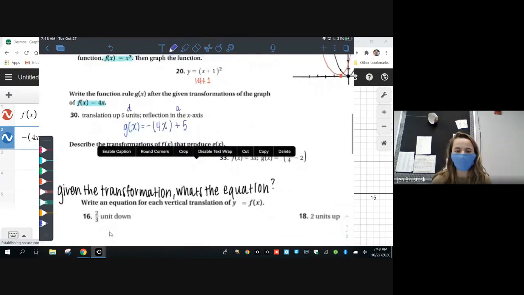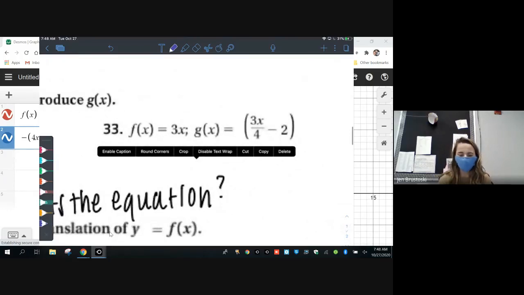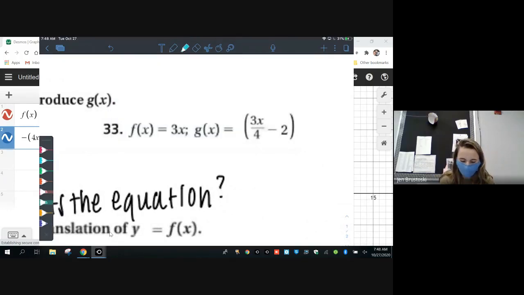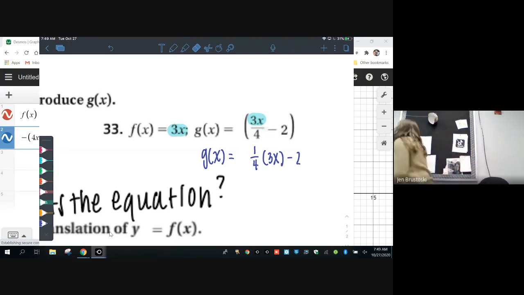So 33, I think, was actually a homework problem. Something I want to point out to you is that we have a 3x here and we have a 3x here. So that 3x in the g of x function is a part of the parent function. So I'm going to write g of x like this. It's the same thing, just a different way of writing it. Let me actually erase these parentheses. If I have 1/4 times 3x minus 2, this right here is just this cut into two things. What are the transformations? What's that 1/4 doing?